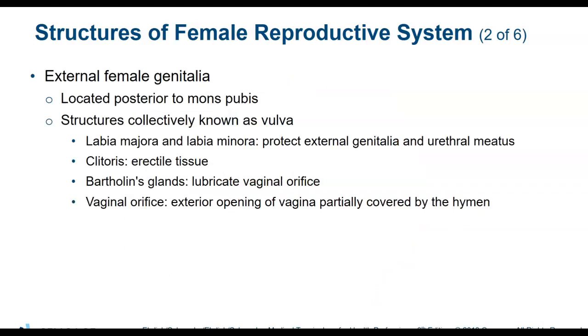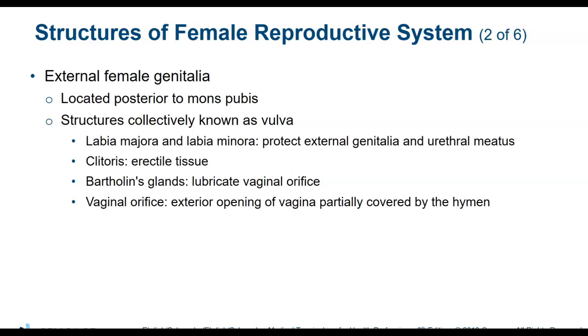So our external female genitalia is located posterior or behind the mons pubis. Its structures are collectively known as the vulva, but we have the labia majora and the labia minora. And what that does is protect external genitalia and the urethral meatus. The clitoris is the erectile tissue of the female. Just like the penis is the erectile tissue of the man, the clitoris is that of the female.